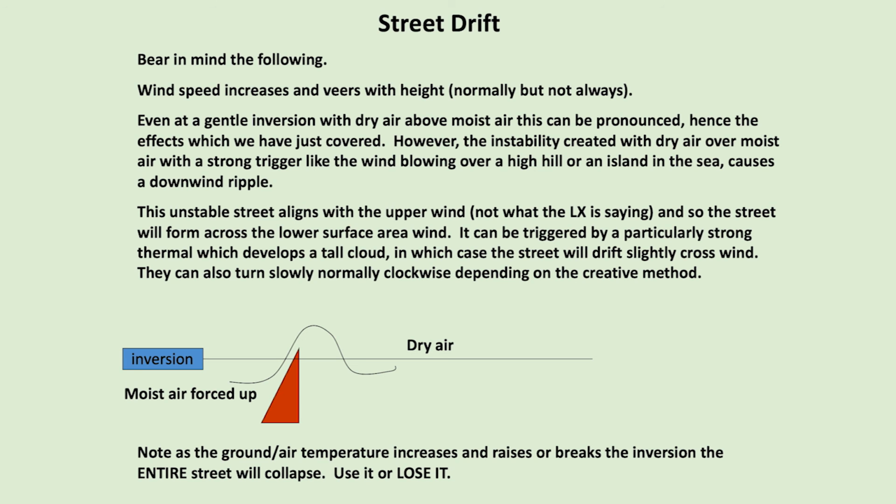This unstable street aligns with the upper wind, not what the LX is saying. And so the street will form across the lower surface area wind. It can be triggered by a particularly strong thermal, which develops a tall cloud, in which case the street will drift slightly crosswind. They can also turn slowly, normally clockwise, depending on the creative method. Note as the ground air temperature increases and raises or breaks the inversion, the entire street will collapse. Use it or lose it.